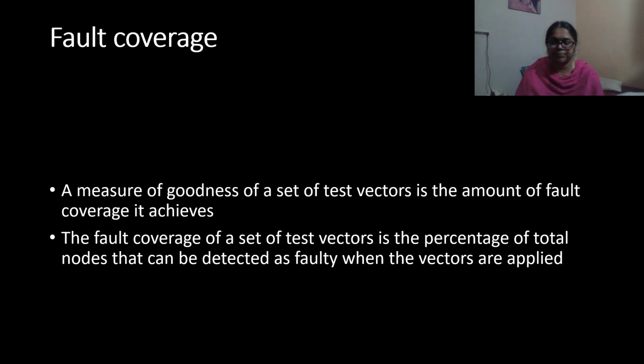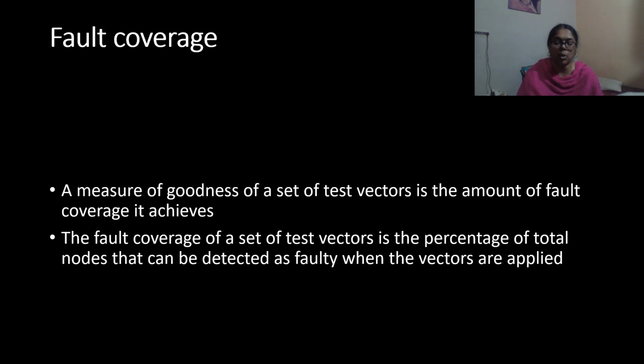Fault coverage. A measure of goodness of a set of test vectors is the amount of fault coverage it achieves. The way in which the fault coverage is calculated is as follows. Each circuit node is taken in sequence and held to 0, that is, stuck at 0, and the circuit is simulated with test vectors, comparing the chip outputs with a known good machine.